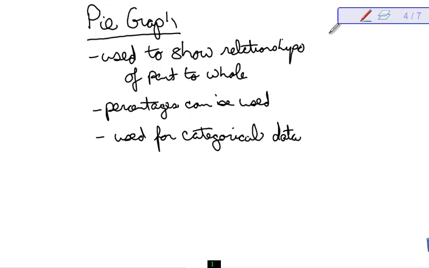Another type of graph that we use a lot is the pie chart, pie graph. It's used to show relationships of part to whole. You can use percentages or proportions, and it's used for categorical data. Once you get the percentage of an item, like we did back in chapter 2 or in section 2.1, you can estimate on the pie graph.